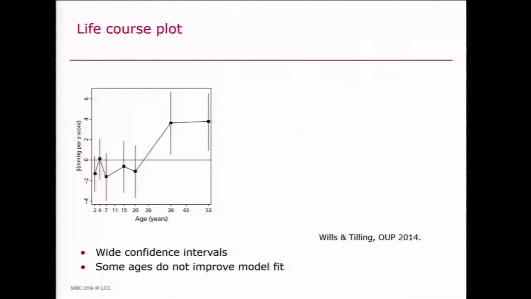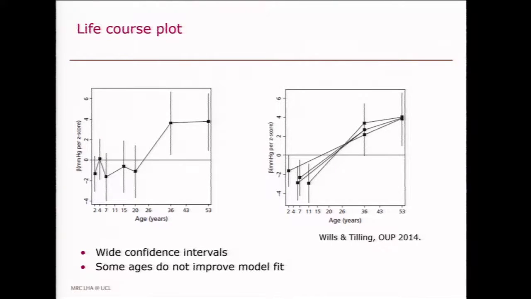So that first example is what Tim Cole has called a life course plot. This is the one where you're adding each size at each age. But of course, you've got highly correlated values, particularly if you've got repeated measures at very short time intervals. So you can see here on the plot that you've got wide confidence intervals, and actually some ages don't improve the model fit. So what Tim Cole suggested you can then do is to remove those uninformative ages.